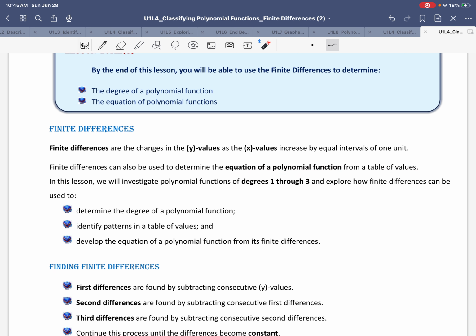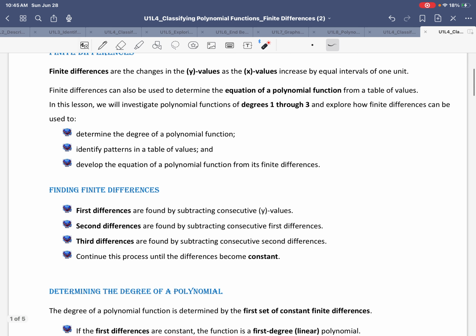In this lesson, we'll investigate the polynomial functions of degrees 1 through 3 and see how finite differences can be helpful at determining the degree of a polynomial function. And we're going to learn how to identify patterns in a table of values and ultimately develop an equation of a polynomial function from finite differences.